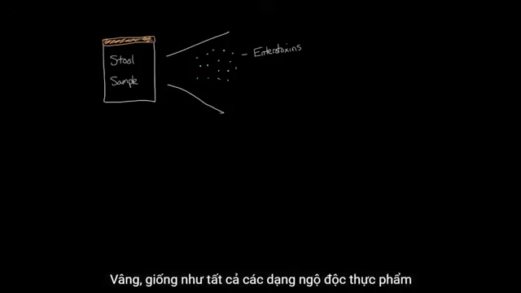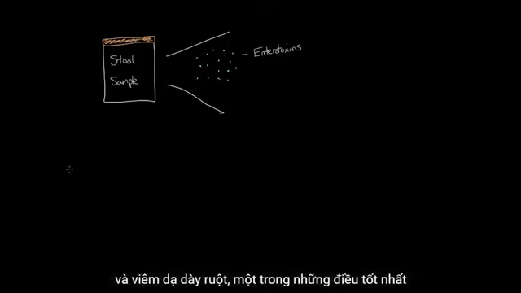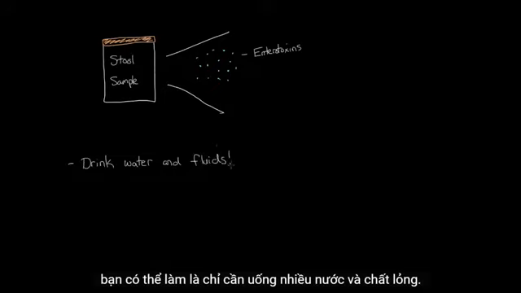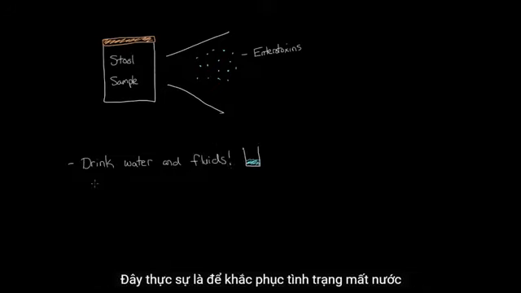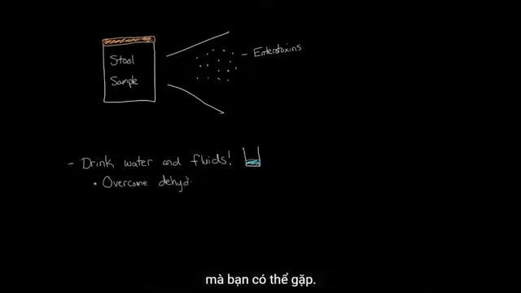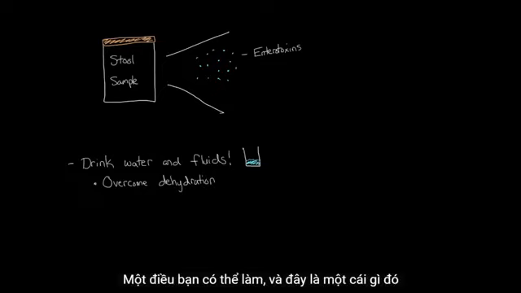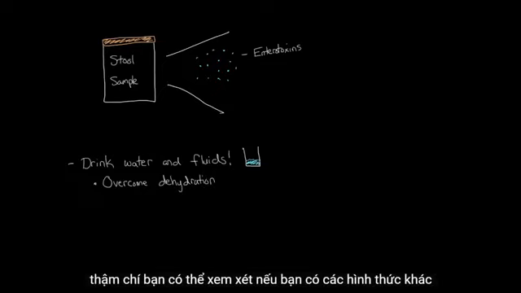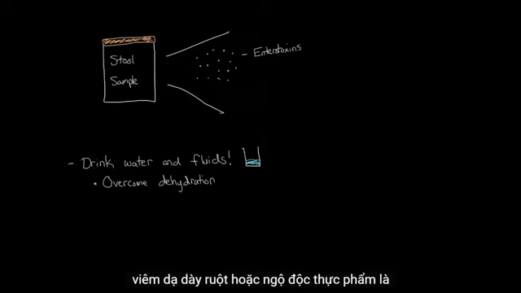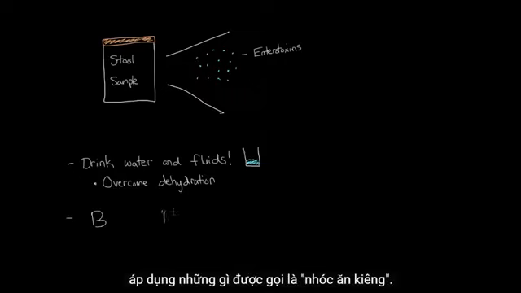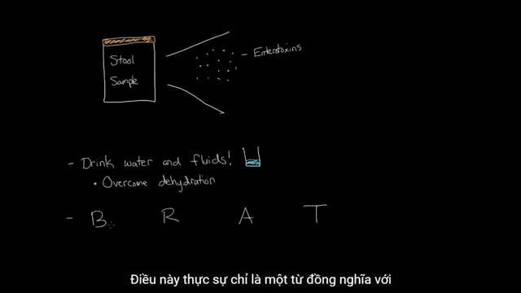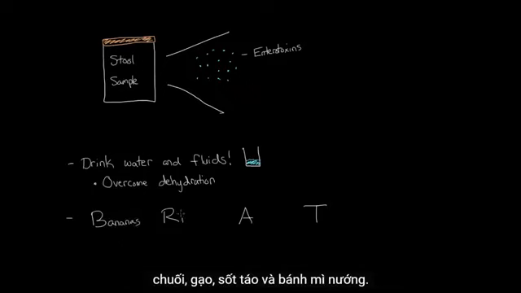Well, like all forms of food poisoning and gastroenteritis, one of the best things you can do is to just drink a lot of water and fluids. This is really to overcome the dehydration that you may be experiencing. Another thing you can do, and this is something you can even consider if you have other forms of gastroenteritis or food poisoning, is to adopt what's called the BRAT diet. This is really just a synonym for bananas, rice, applesauce, and toast.